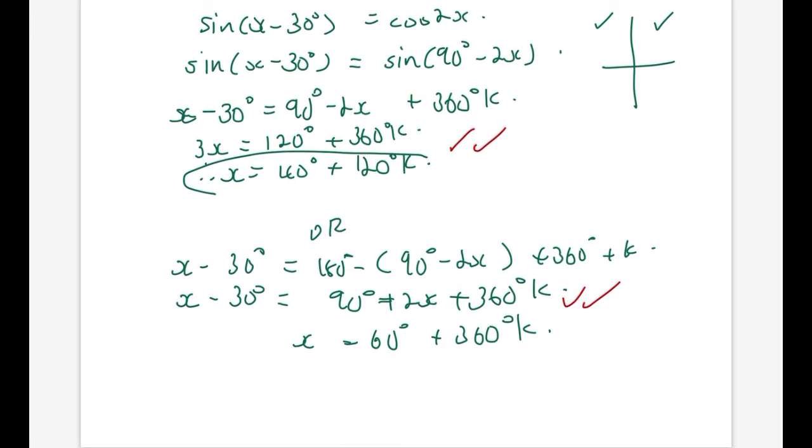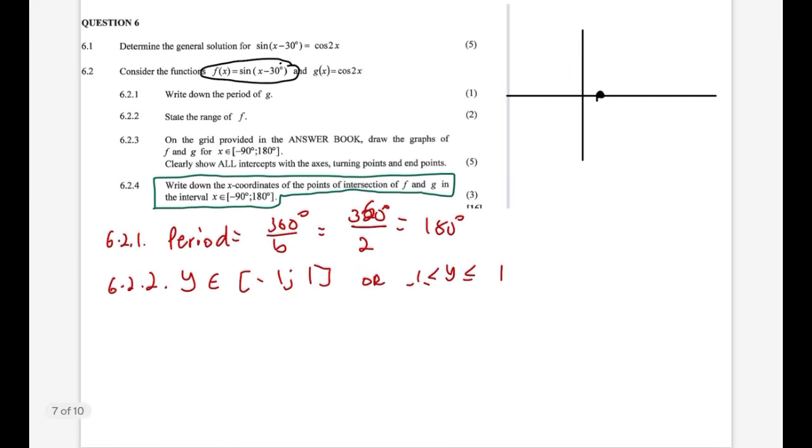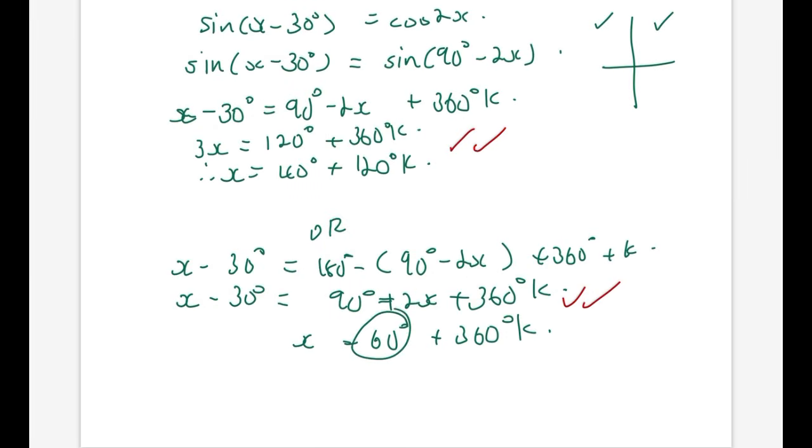We had 40 plus 120k. We also had 60 plus 360k. 40 works, so if k was 0, 40 would be one of the solutions, right? So 40 works because it falls within that interval, 90 to 180. 40 degrees works. What else though? 60 degrees also works, okay? 60 works.